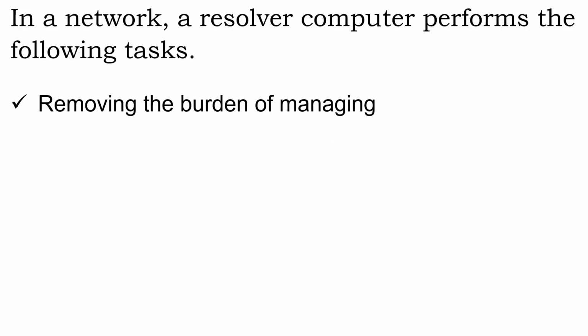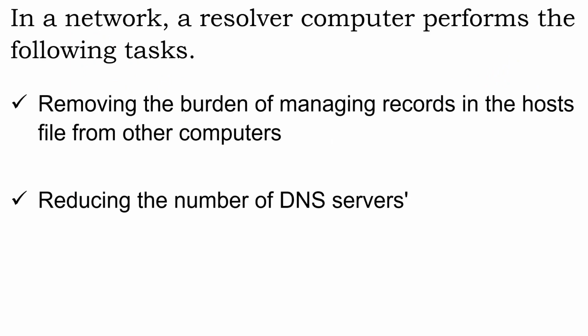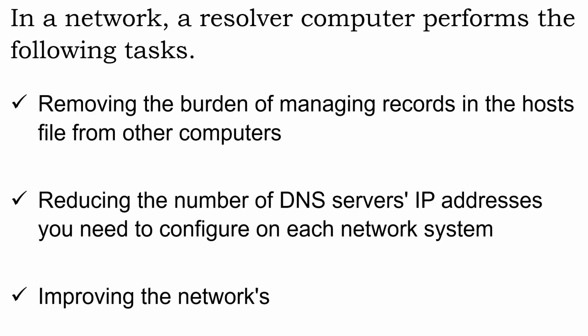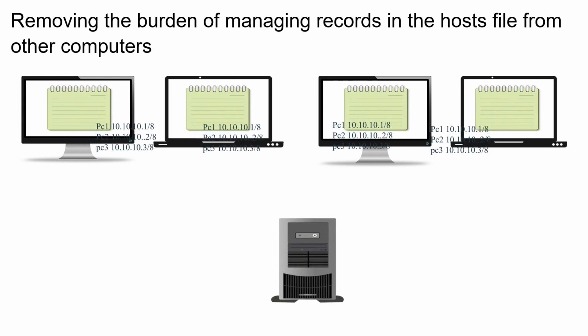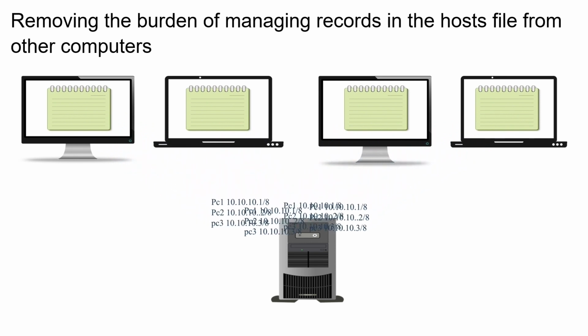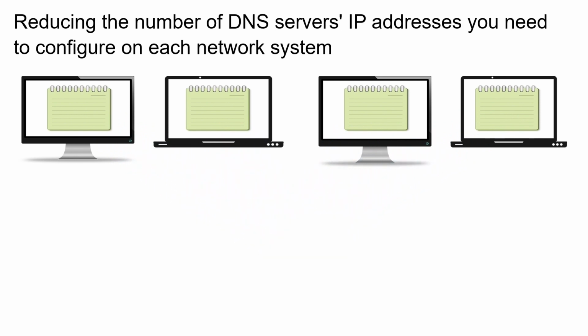In a network, a resolver computer performs the following tasks. Let's understand these tasks in detail. It removes the burden of managing records in the host's file from other computers. Once a resolver system is configured, other computers of the network do not need to maintain records in their host's files. It reduces the number of DNS servers' IP addresses you need to configure on each network system.